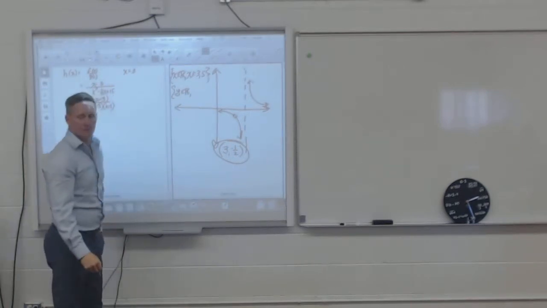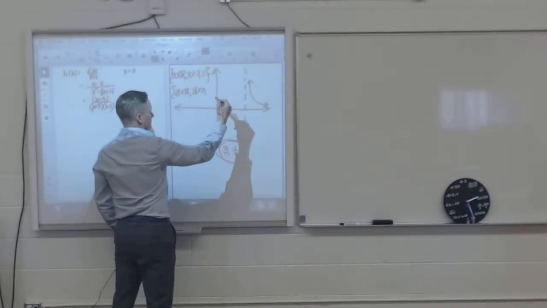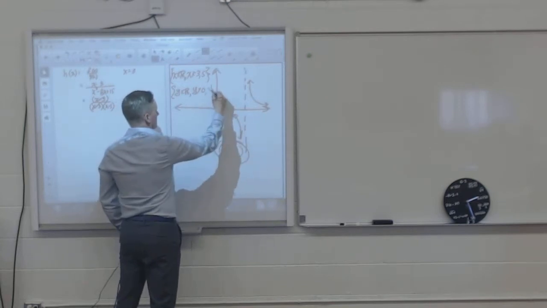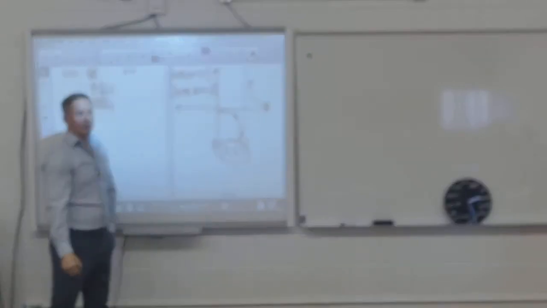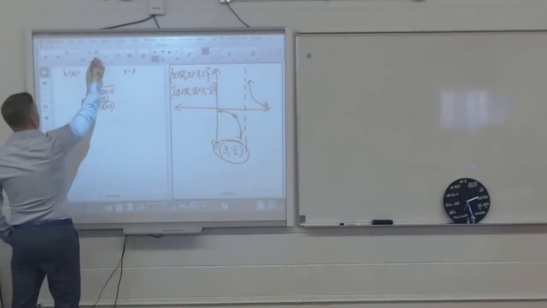Y can't equal 0. Anything else? Negative a half as well. Okay, because that's an open dot point of discontinuity right there. Alright? We okay, everybody? That's the quotient. Okay?